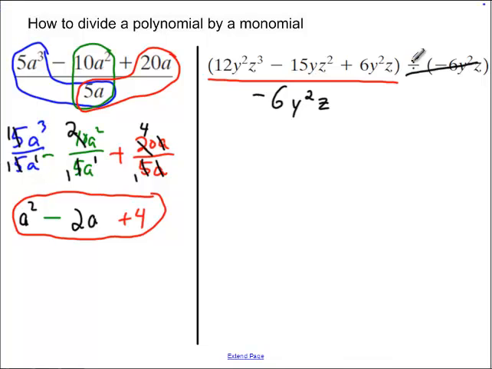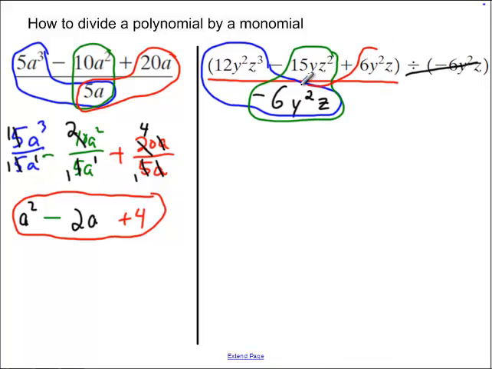All right. So we have, again, a polynomial divided by a monomial. How do we do that? We separate and conquer. We take a look at that one. And then we take a look at that one. And I'm going to leave the signs alone. And we take a look at this one. It's important to remember that we're dividing by this negative 6y squared z. So the negative is part of the denominator. That's part of what we're dividing by.